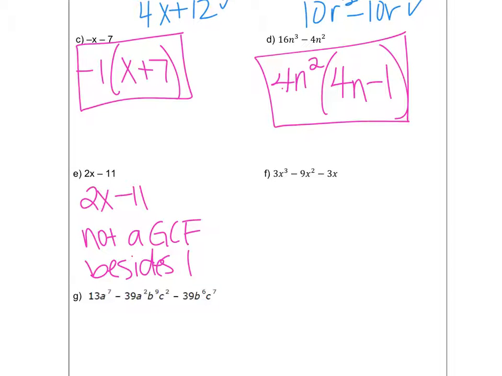Okay, letter F. So all of these have a 3 in common. They also all have an x. So we can factor out a 3x for the greatest common factor. 3x cubed divided by 3x would be x squared, because 3 divided by 3 is 1, and x cubed divided by x would give you x squared. And then negative 9x squared divided by 3x would be negative 3x. And negative 3x divided by positive 3x is negative 1.